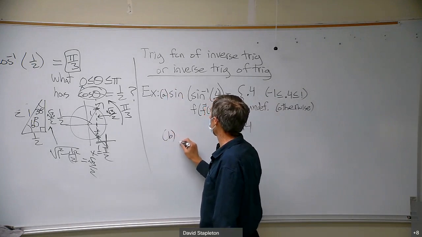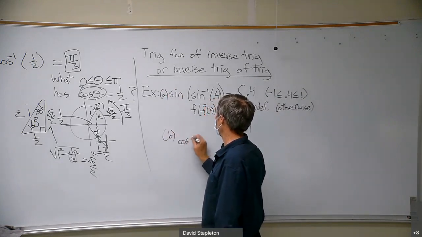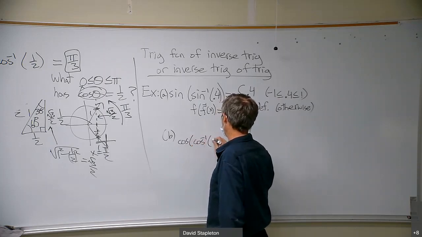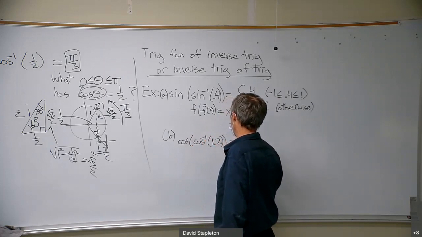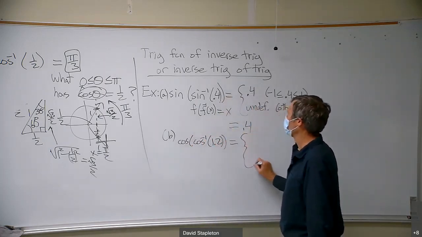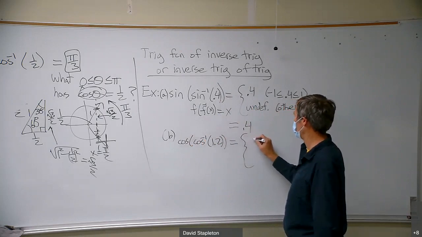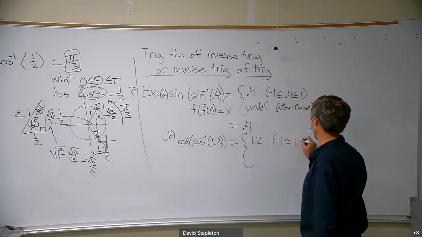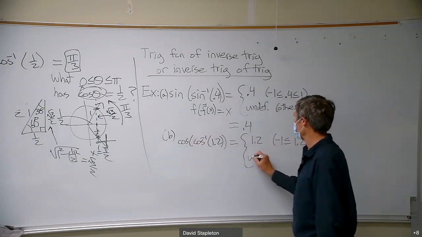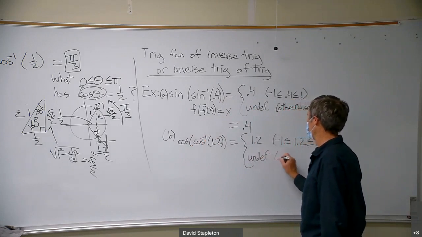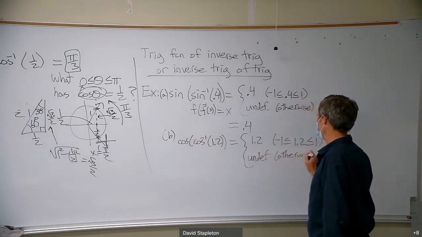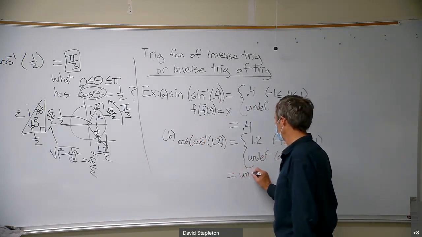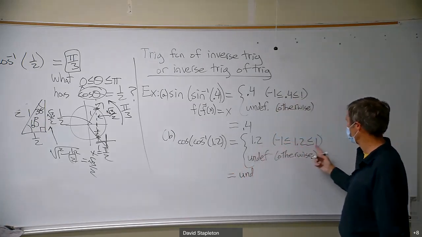What if I took the cosine of the inverse cosine of 1.2? Now what do I get? Once again, it's f of f inverse of x. It will give me x back, 1.2 back, if -1 is less than or equal to 1.2, which is less than or equal to 1. Otherwise, it will be undefined. So what does it give back this time? 1.2 is not between -1 and 1, right? It's bigger than 1.